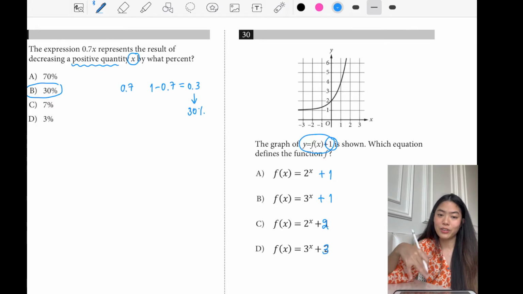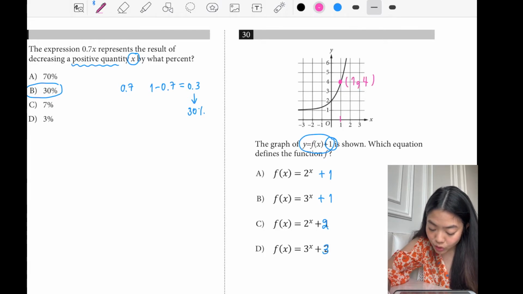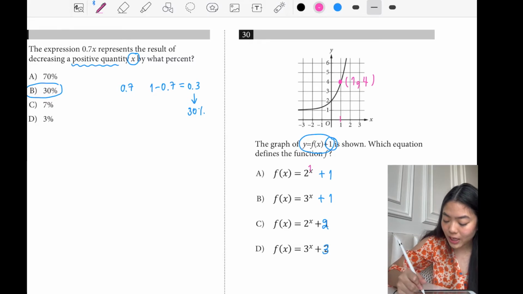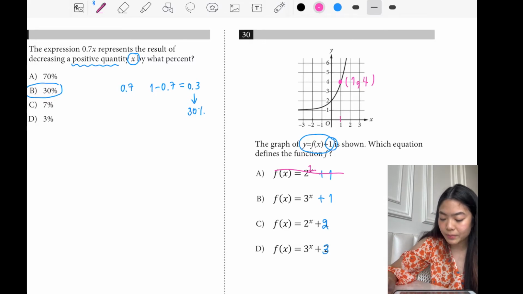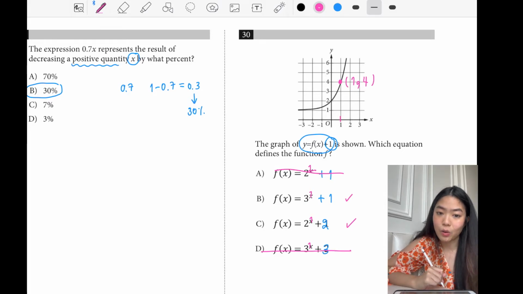We can try to add 1 to all of these choices, because the equations represent the plus 1. We can choose a coordinate from the graph, where x is 1 and y is 4, to check. If you plug in 1 here, this one is not 4, so we can cross it out. Next, if this one is 4, it is possible, but if this one is not, then what should we do?